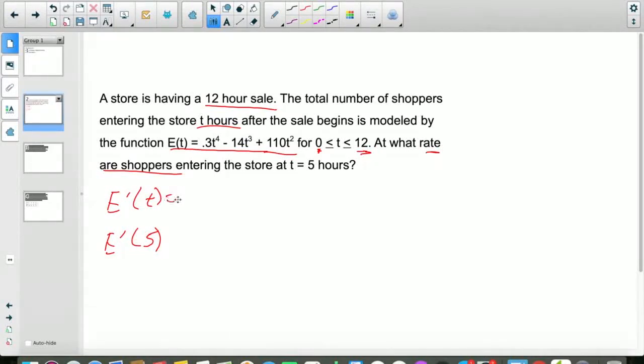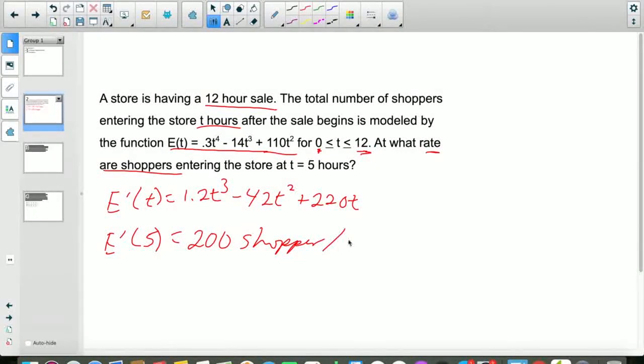If I just take the derivative, I'm going to have 1.2t cubed minus 42t squared plus 220t. And then if I plug 5 into this function, and you can use a calculator for that, you don't have to do that in your head, that is 200 shoppers per hour. E of t represented the number of shoppers, and the rate means it's the number of shoppers per hour.